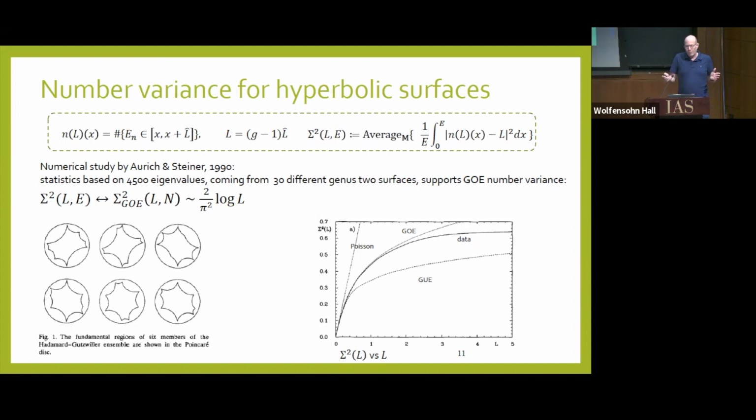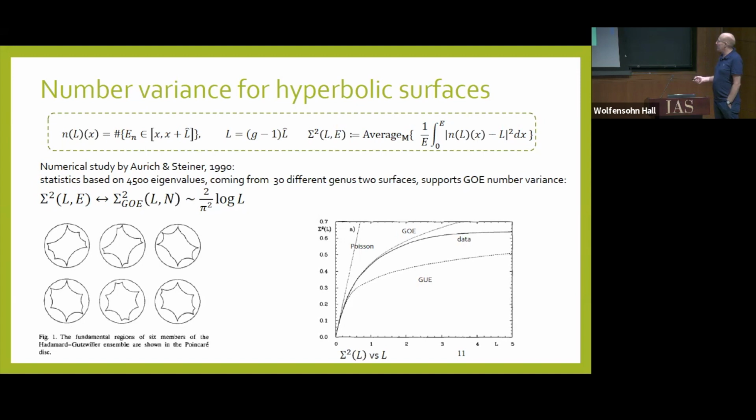you compute a stretch of eigenvalues, and then look at the statistics of this random set of eigenvalues. I'm looking at the study that was done by Aurich and Steiner over 30 years ago. So they took 30 different genus 2 surfaces. Now, genus 2 surfaces are hyperelliptic, so there's that involution. So the spectrum breaks up into odd and even classes. So you actually get 60 different matrices, each of size 75. This is what they did, I'm just explaining what they did. And then you compute the number variance of that sequence.